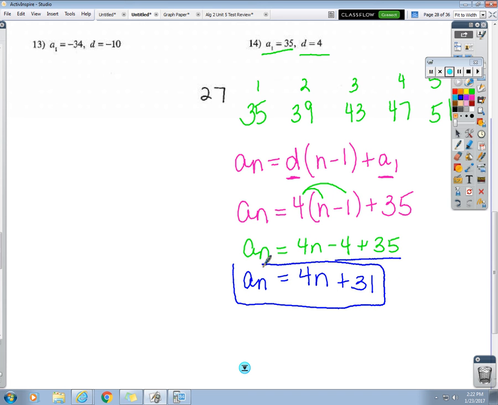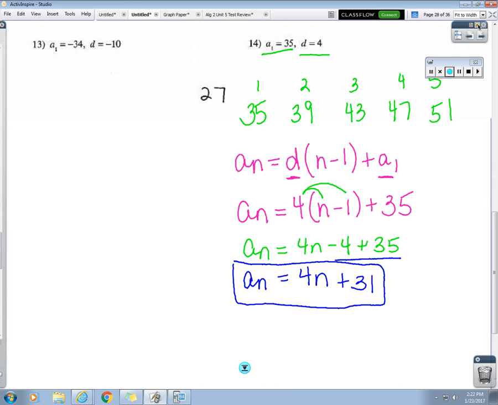And remember, you can always test your explicit formula. I found the first 5 terms, so let's find the 6th term. We all kind of know by common sense the 6th term is going to be what? 55. But let's test that in our formula. What's 4 times 6? And what's 24 plus 31? 55. So see how it worked when we plugged in 6 for the 6th term? It really gave us 55?